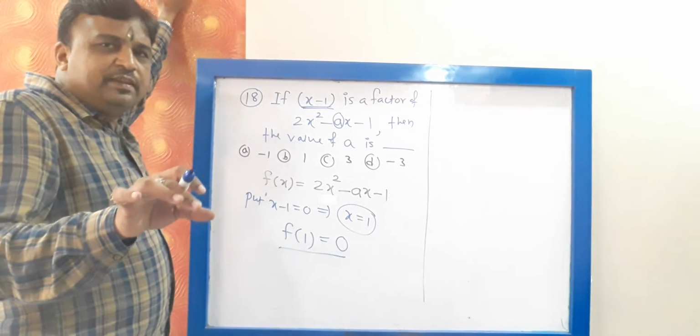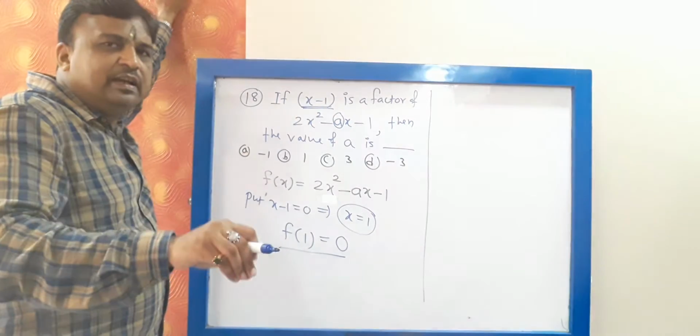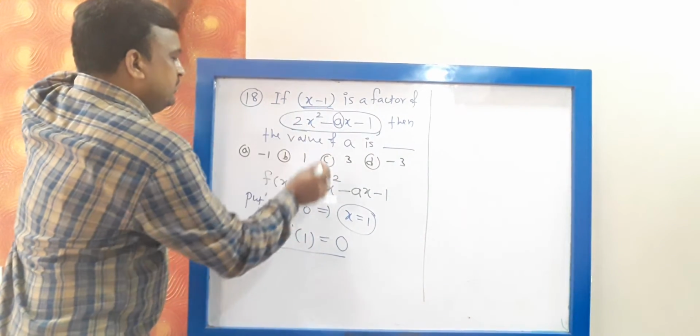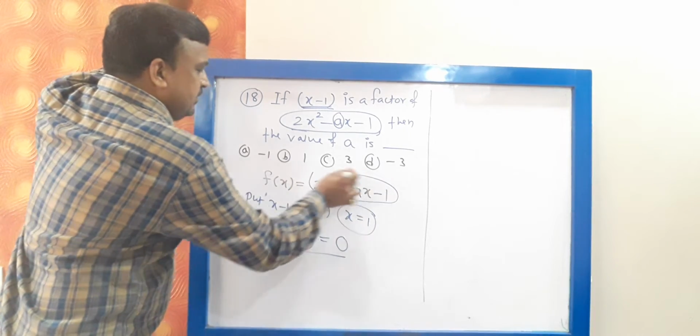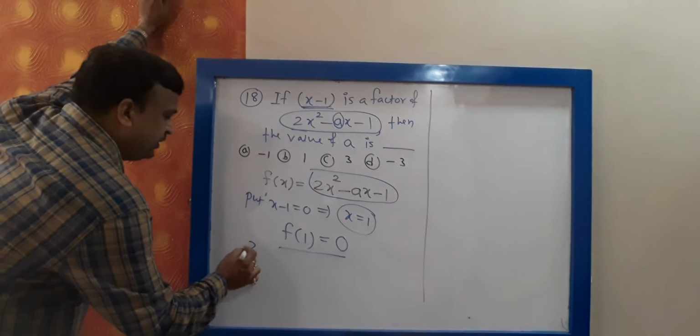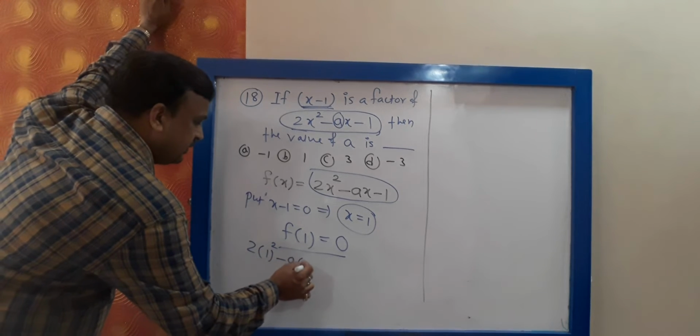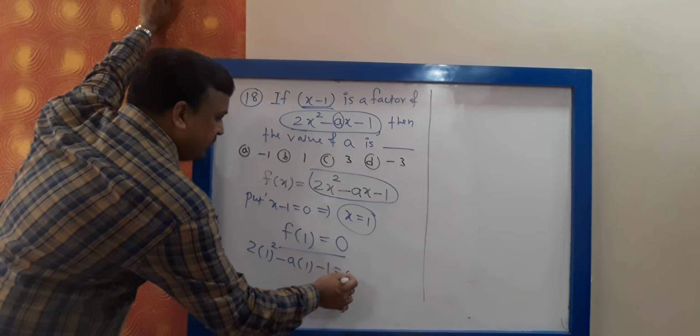But factor theorem says that this remainder f of 1 has to be 0. So put x is equal to 1 in this. You will get 2 into 1 square minus a into 1 minus 1 equal to 0.